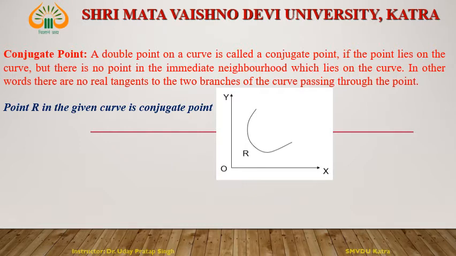Suppose this is the point R, and say the curve is C. Then the curve C union with the point R is the whole curve. Not only C, this point is also included in the curve. But at R, there is no real tangent to the two branches of the curve passing through this point R. Such a point is known as a conjugate point, right? It is something like an isolated point.